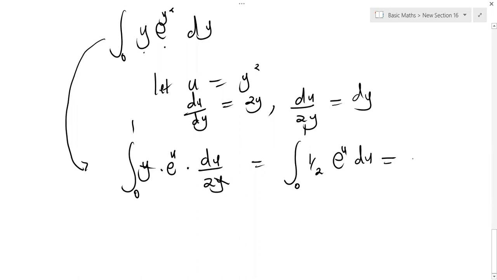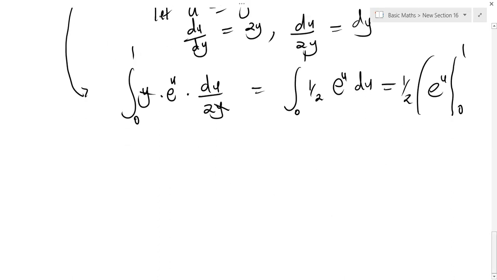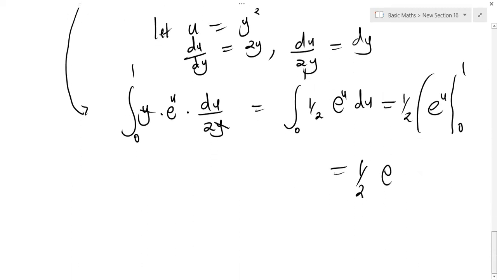Now, what is the integral? I can write a half outside. What is the integral of exponential u? It is exponential u. And we have our range from 0 to 1. However, this range from 0 to 1 was supposed to be replaced on the y and not the u. So we'll rewrite our equation back to y. So we'll have a half exponential, instead of u, we had replaced it with y squared. So where there's u, we put y squared. And we are integrating from 0 to 1.